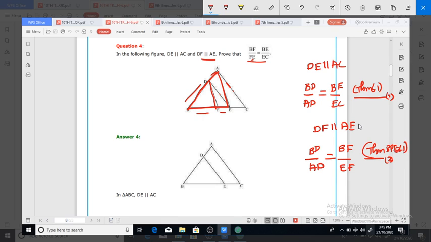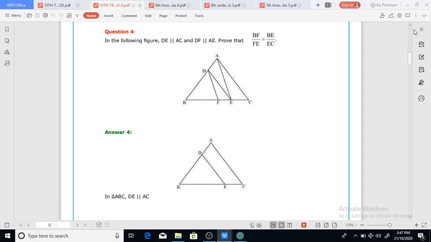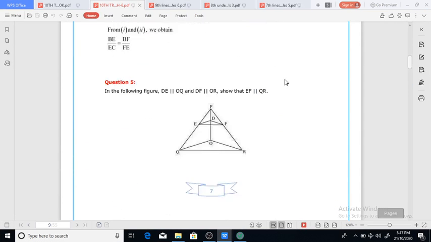From 1 and 2, observe the LHS, BD by AD, BD by AD. If LHS are equal, then RHS are also equal. BE by EC is equal to BF by EF. This is what we are going to prove. So next, fifth question.